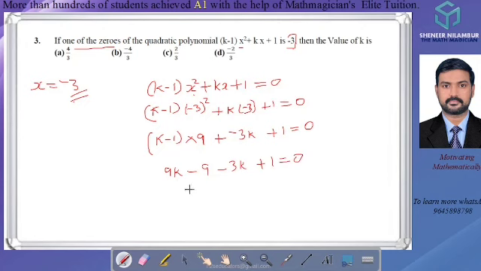Here 9k minus 3k is 6k, minus 9 plus 1 is minus 8, equal to 0. So 6k is equal to minus 8, transposing to the right side it will be 0 plus 8, which is 8. And k is multiplied by 6, so if it transposes to the right side it is division, 8 by 6. After the cancellation, 2 fours are 8, 2 threes are 6, so 4 by 3 is the answer. So we got the solution, option A is the right answer. Now we can go to the next question.